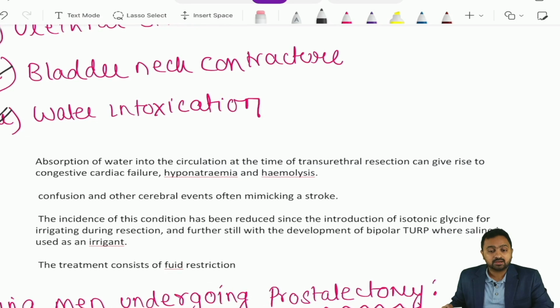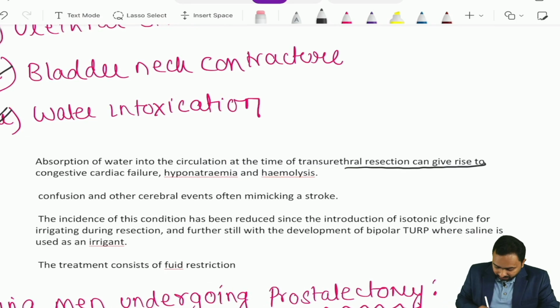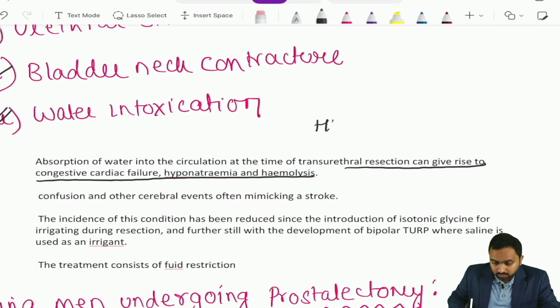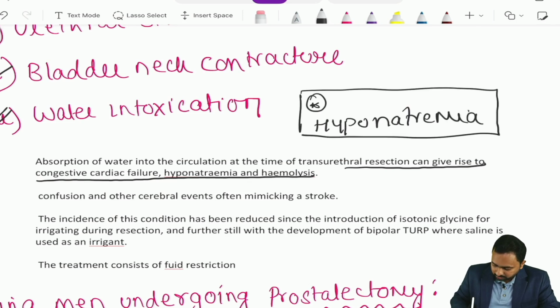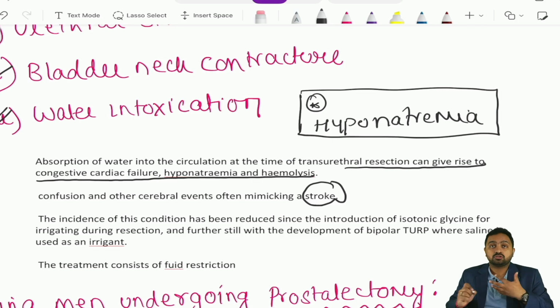So, if you see, the absorption of water into the circulation at the time of TUR can give rise to congestive cardiac failure, hyponatremia and hemolysis. Please remember hyponatremia, right. So, this is the most commonly asked question from here. Now, it can also lead to confusion and other cerebral events, often mimicking a stroke. So, if you get a scenario where a patient has undergone TURP and presents with these symptoms, please remember that they might be hinting towards water intoxication.